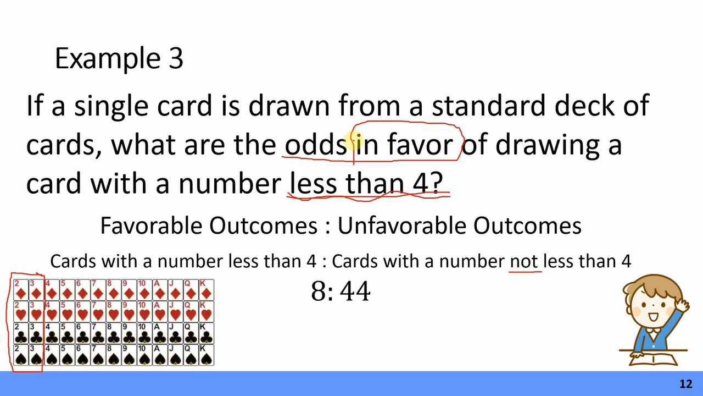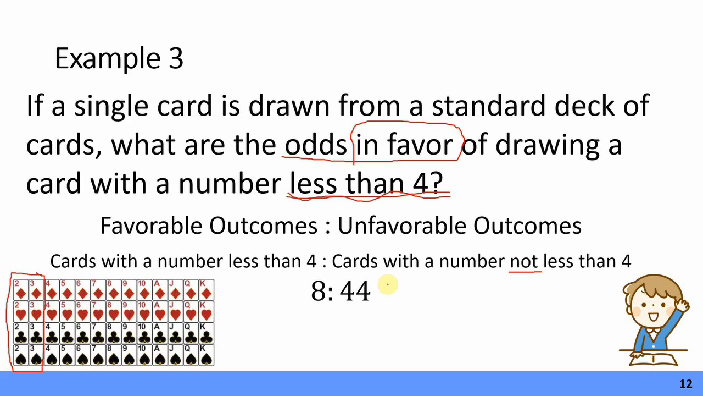So again, the odds in favor means you start with the number of cards that meet the requirement, less than 4, there was 8, and then the cards that do not meet the requirement, which was a total of 44 that were left. You don't believe me? You could take your time, pause the video, count them, there's a total of 44 left. Now, like I mentioned before, ratios have to be simplified.